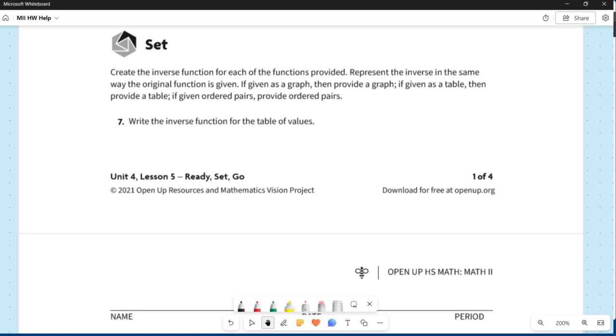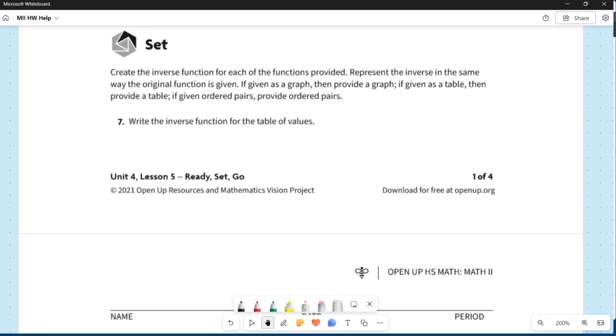Moving on to the set section. Directions here say, create the inverse function for each of the functions provided. Represent the inverse in the same way the original function is given. So, if we're given a graph, then provide a graph. If we're given a table, then provide a table. If we're given ordered pairs, provide ordered pairs.